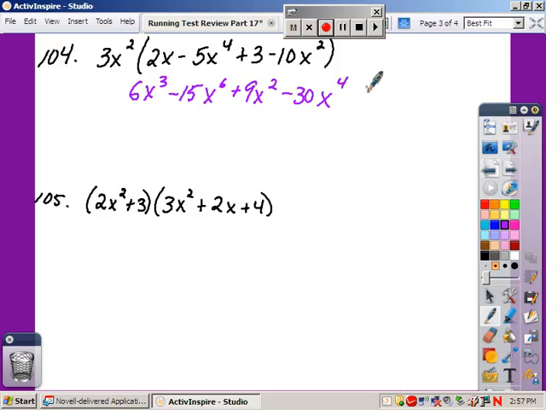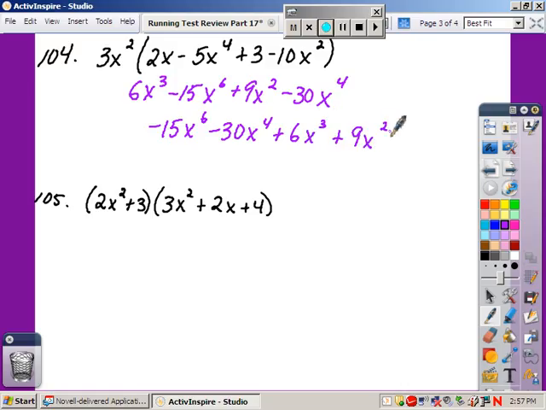So again, I'm going to write this in standard form, so I need this big term to go first. So it'll be negative 15 x to the 6th, then the negative 30 x to the 4th, then the 6x to the 3rd, and finally the 9x squared. That's your final answer to that one. Not much more work than the other one. It's just a little tricky when you're multiplying exponents. You actually add the exponent.